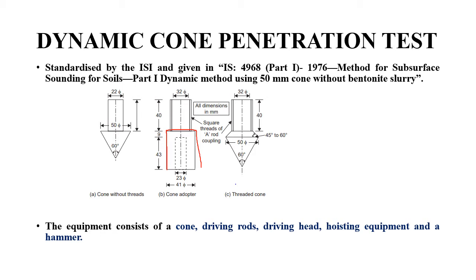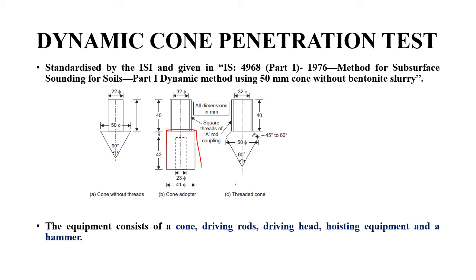Now the whole equipment is actually similar to your standard penetration test. The only difference here is in the penetrometer used. Okay. There also you had a tripod arrangement, and there the blows were given by means of a hammer and the penetrometer was driven into the soil. Here also it is a similar arrangement where hammer blows are given to drive the penetrometer into the soil. Only difference is that here we are using a cone as a penetrometer.